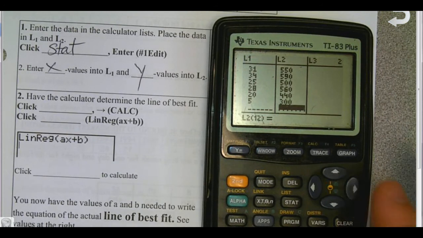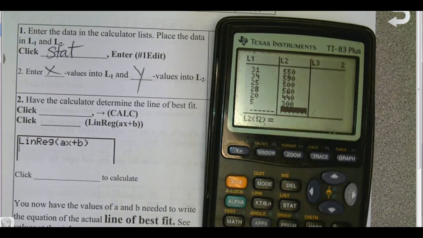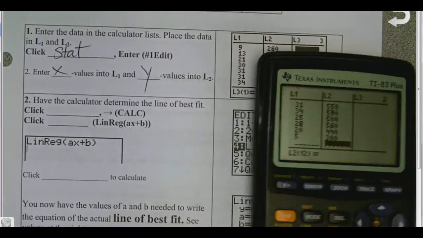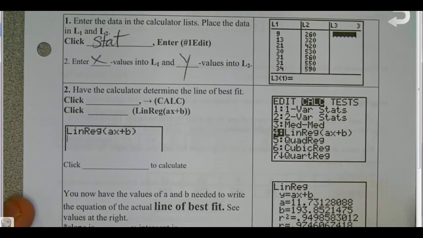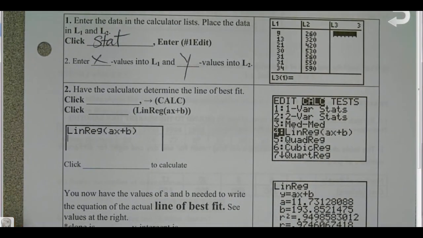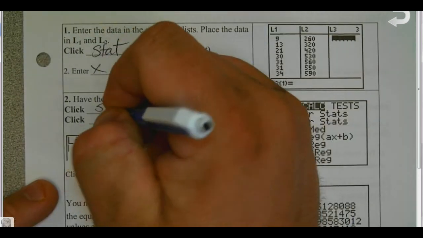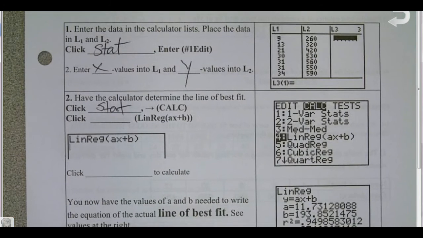Okay, and so they match up, and that's how I know I'm in a good spot. All right. Now, the next thing we want to do is have the calculator determine the line of best fit. So we are going to click Stat, and then we're going to click the right arrow, and we're going to go to Calc.